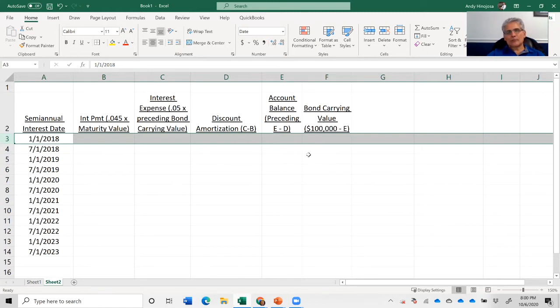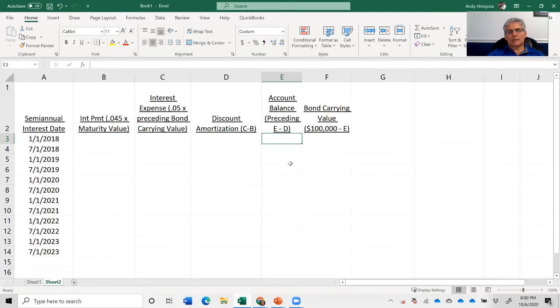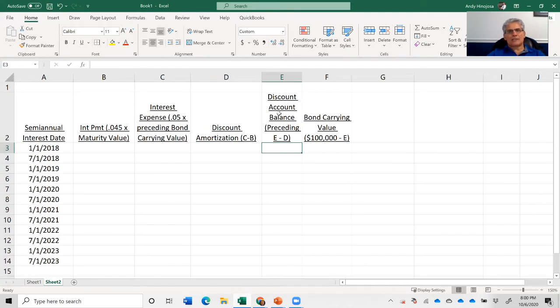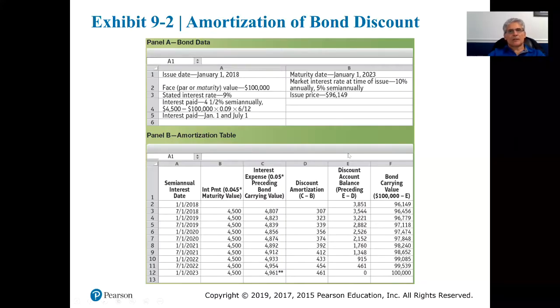And the way we compute that carrying value is we identify how much is our discount account balance. Well, since we just issued it on this date, then it's going to be the full discount. Now, how do we come up with the discount? We're selling it for $96,149. Its par value is $100,000. The difference is going to be the discount. In this case, it's $3,851.